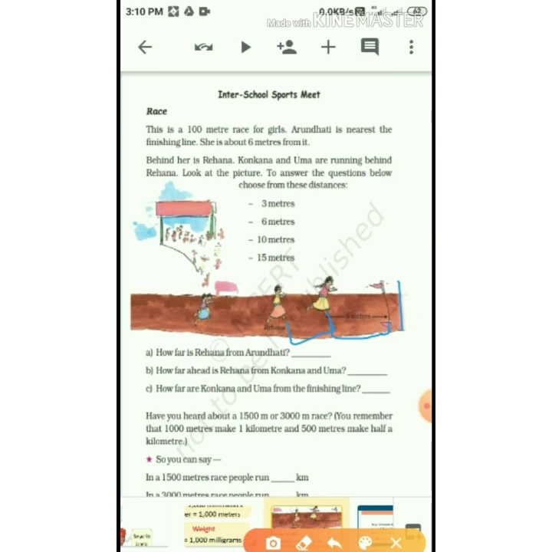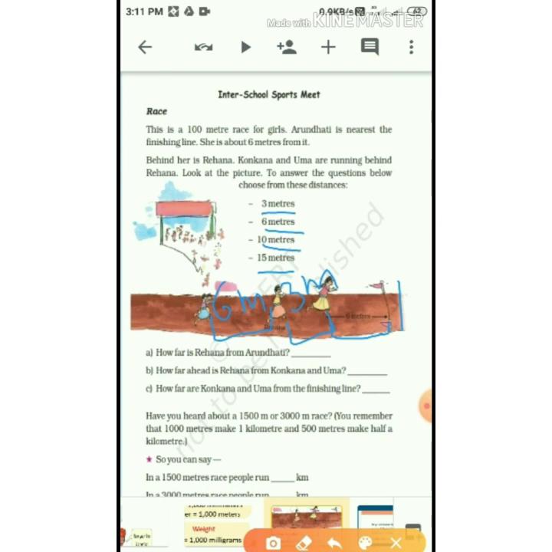Konkana and Uma are running behind Rihanna. Again, the distance is not given. So, look at the picture to answer the questions below. Choose from these distances. Okay, so here 4 distances are given: 3 meters, 6 meters, 10 meters, and 15 meters. So, we will take the distance of Rihanna from Arundhati to be 3 meters, and Konkana and Uma from Rihanna to be 6 meters. So the first question is, how far is Rihanna from Arundhati?